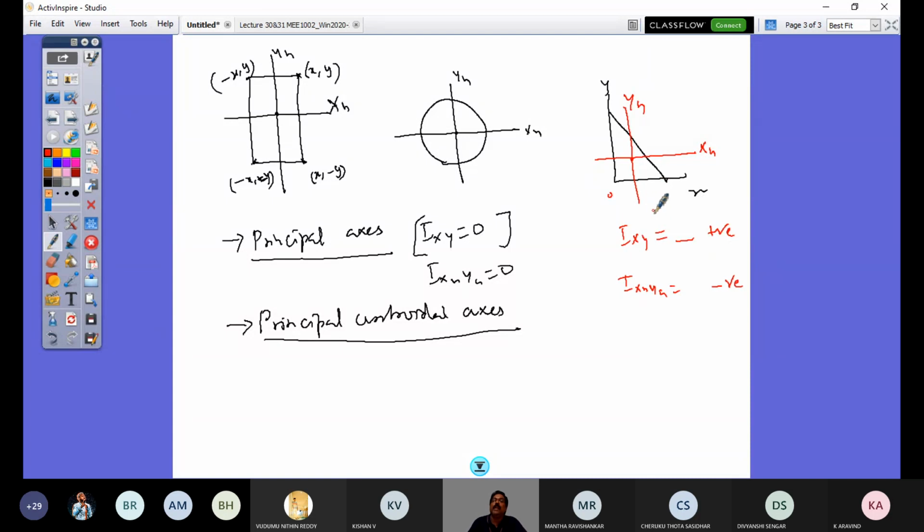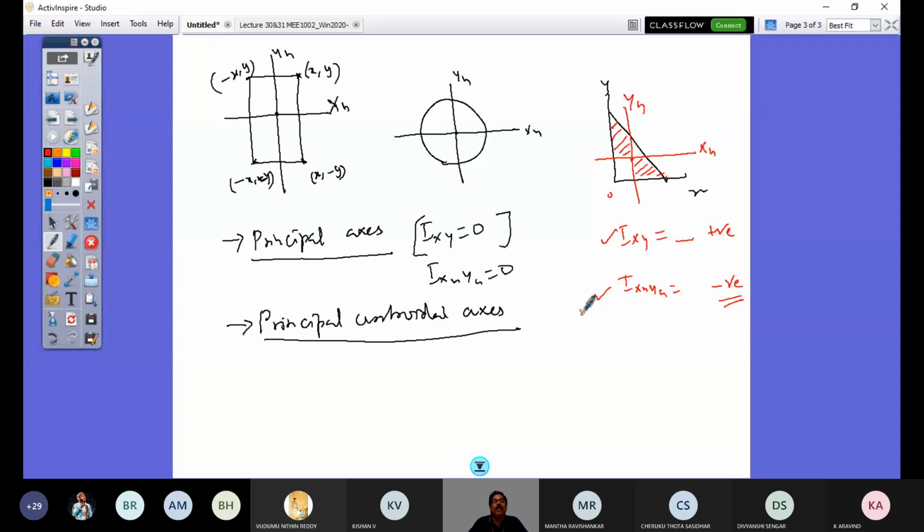Why would that be a negative value? You see the area spread in the second quadrant and the area spread in first and third quadrant. This happens to be more than that. So you would have a negative value of your product of inertia. Unlike area moment of inertia, product of inertia can have negative value or can have positive value, right?